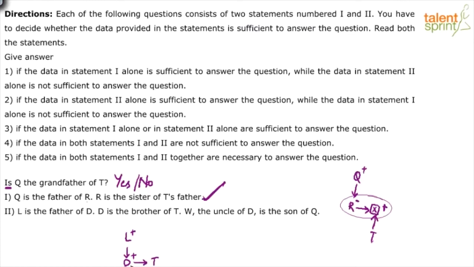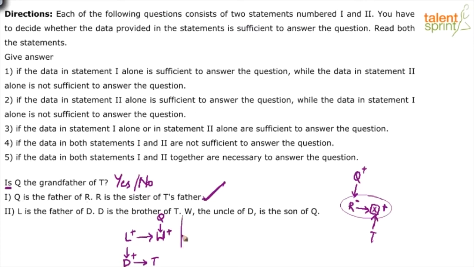W, the uncle of D. Uncle of D means what? Your father's brother. Of course, it can be your mother's brother also. Let us just proceed with one first. So W, the uncle of D, is the son of Q. W is the son of Q. Are you able to follow? So this is what we get.